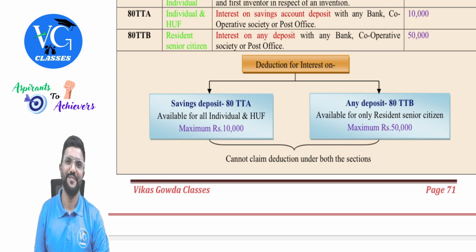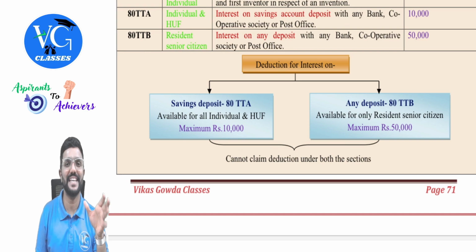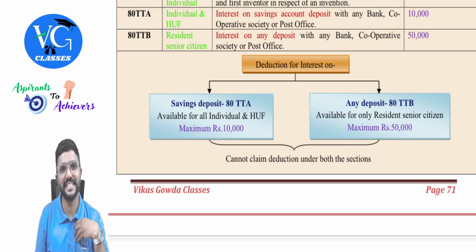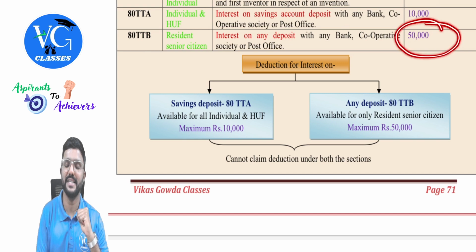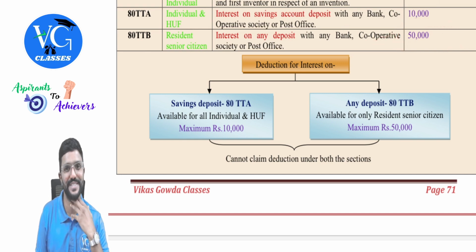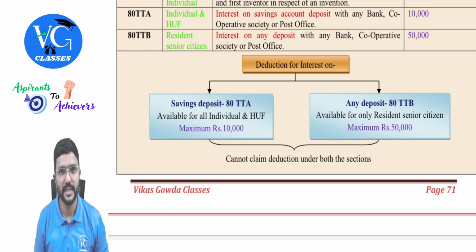No, no. For example, sir, I have a savings as well as FD and I am a senior citizen. For savings, can I claim here? And for FD interest, can I claim here? No, no. Both you can claim under this section, but maximum 50,000. Because here any deposit includes even saving deposits also. Got it? Yes.